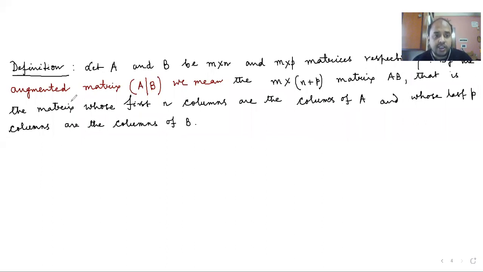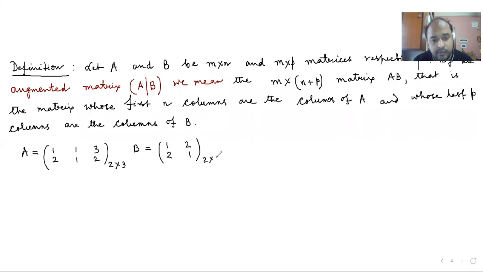Now, augmentation. What is augmentation? Augmentation is a kind of addition. This addition is not in the sense of matrix addition. This addition is in the sense of consideration. So, for example, if you have a matrix like this, say 1 1 3 and 2 1 2, and another matrix of this form, 1 2 and 2 1. The order of the first matrix is 2 by 3, and the order of the second matrix is 2 by 2.